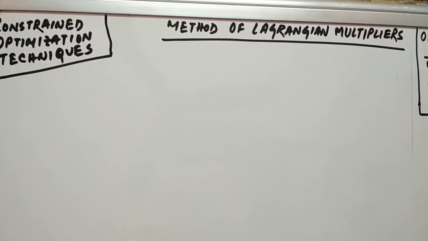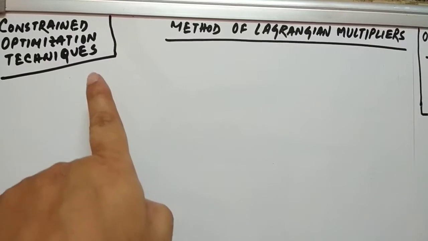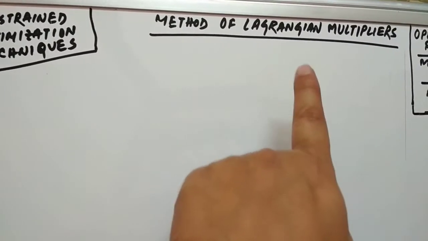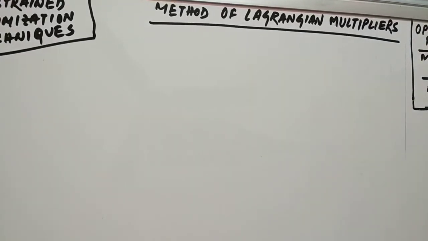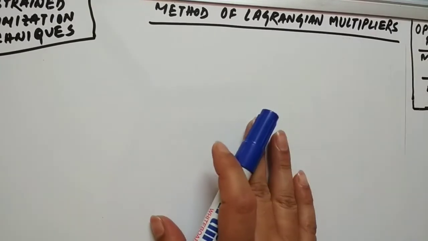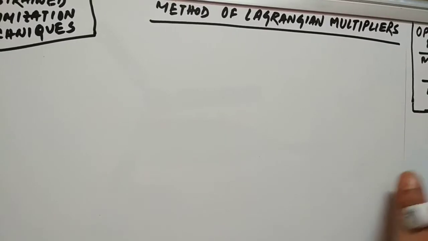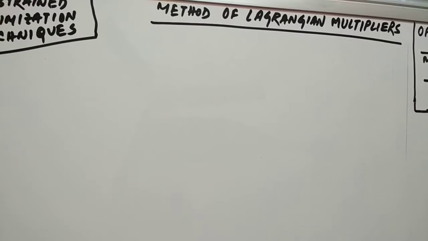Welcome students to our next topic of constraint optimization techniques. In this particular topic we are having the method of Lagrangian multipliers. Now today we will discuss constraint optimization techniques. Previously we have solved unconstrained optimization techniques using direct search methods and steepest descent method.